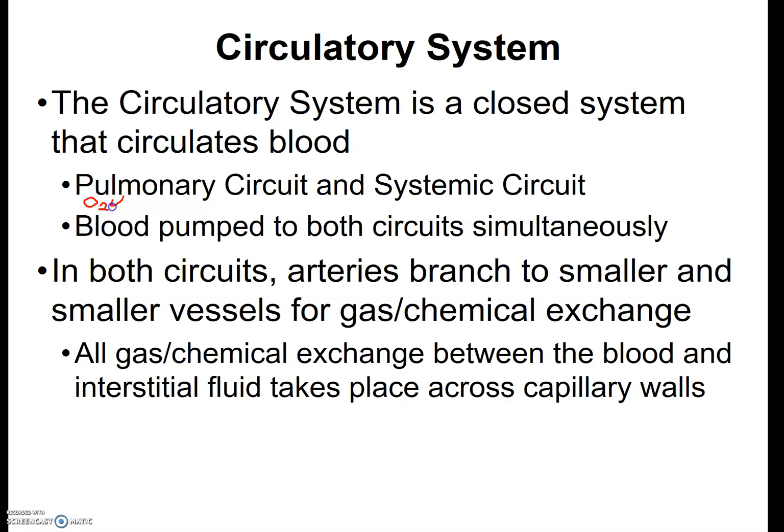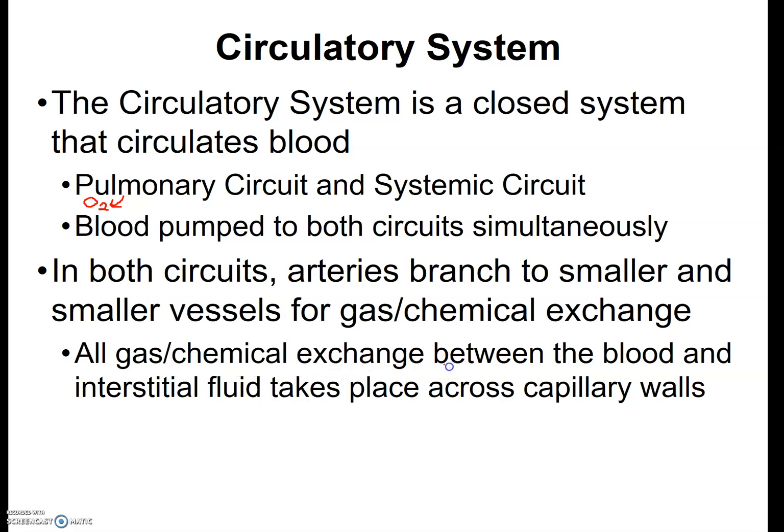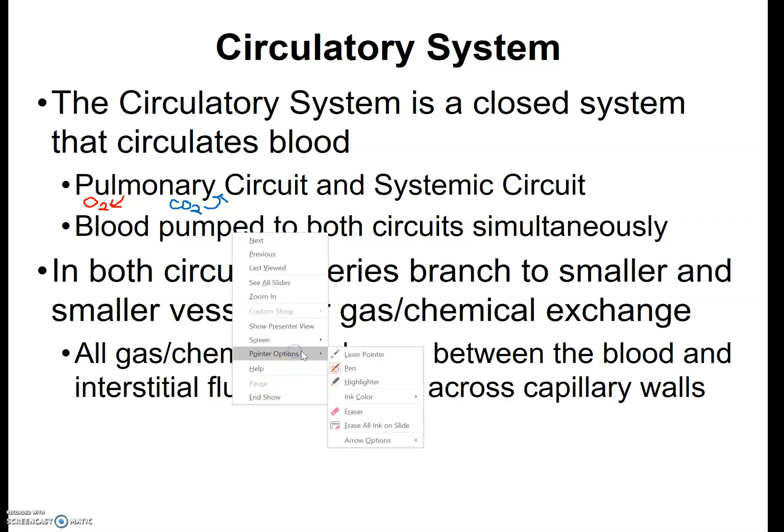So oxygen comes out of the lungs, attaches to hemoglobin, but at the same time, it's possible for the lungs to get rid of CO2 here. So the blood circulates around through the lungs and CO2 is eliminated and we breathe it out. So our circulatory system is allowing the regulation of gases in our body.